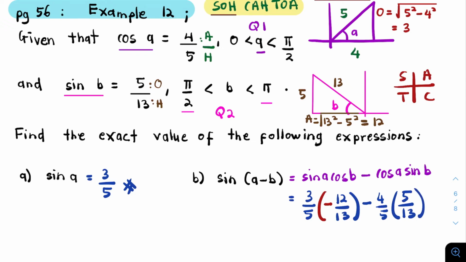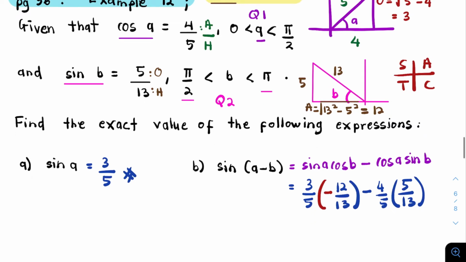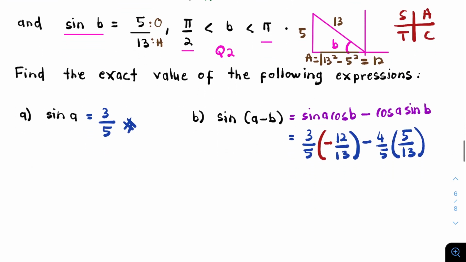Now simplify your answer. Nothing more. Once you have this, you just simplify. Use your calculator or you can just do it mentally. You will get your answer as such: negative 56 over 65. As simple as that. Alright, now let's look at part C.